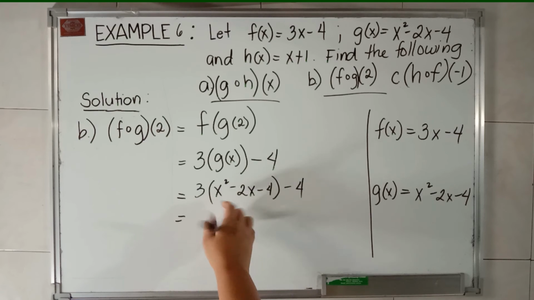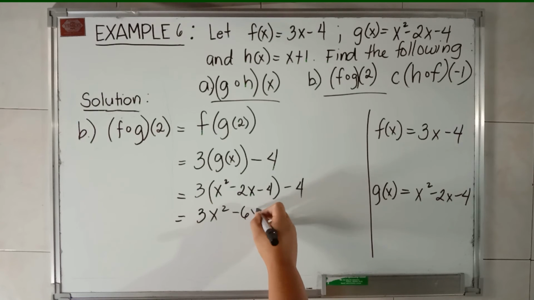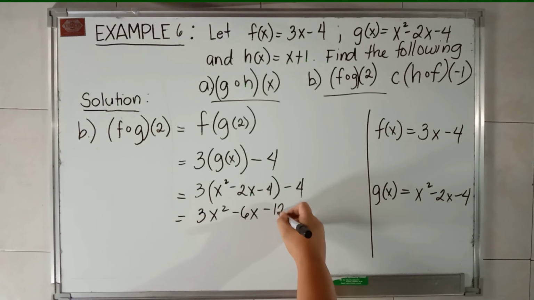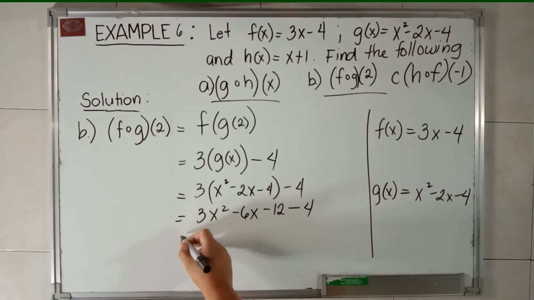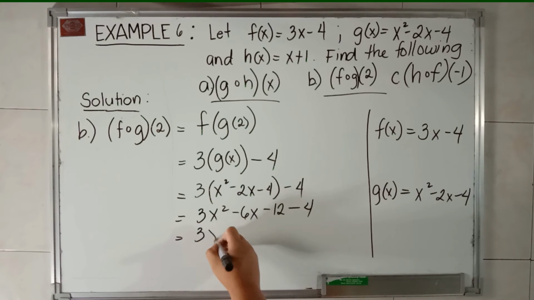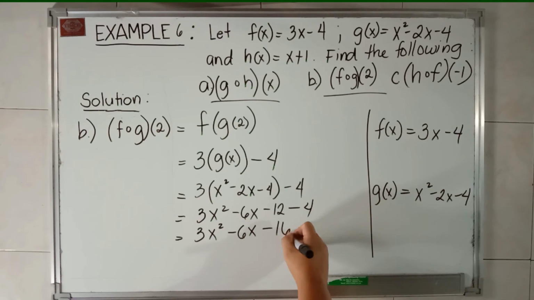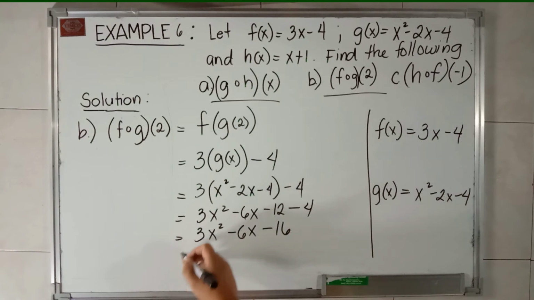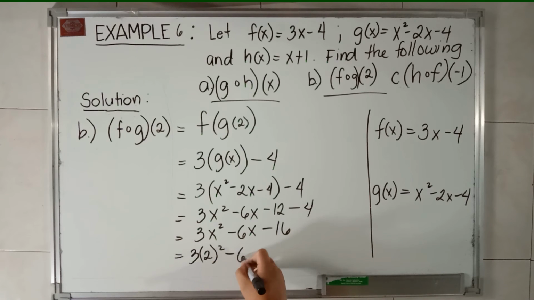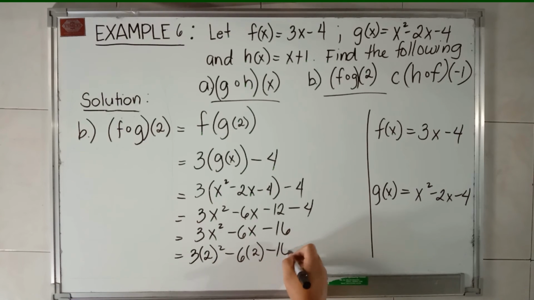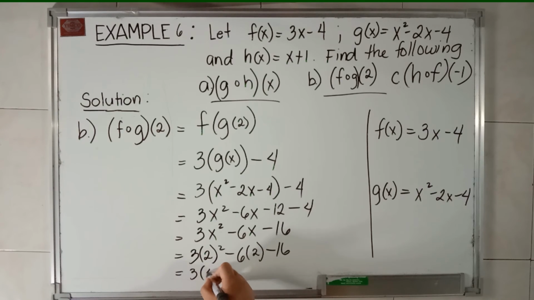So, distribute 3 to the trinomial. We have 3x squared. 3 times negative 2x is negative 6x. 3 times negative 4 is negative 12, minus 4. Combining like terms, we have 3x squared minus 6x. Negative 12 minus 4 is negative 16. So, in place of x, we will substitute 2. So, 3 times 2 squared minus 6 times 2 minus 16 equals 3 times 4 minus 6 times 2 is 12 minus 16.